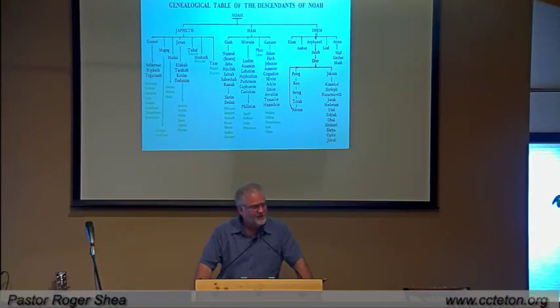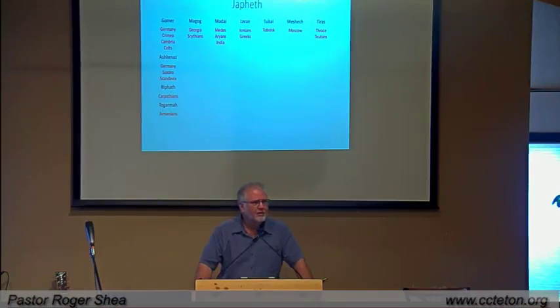Magog, Tubal, and Meshech. Have you heard Magog before? Where do we hear that? Gog and Magog, Ezekiel chapter 38. Okay. These guys settled east of Eastern Europe. They settled in Russia and that sort of northeast region.